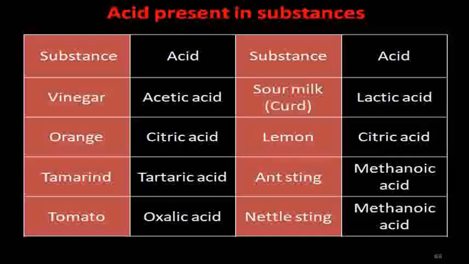Now let us see the acids present in substances. First, vinegar. The acid present in vinegar is acetic acid, in orange, citric acid, tamarind, tartaric acid, tomato, oxalic acid, curd or sour milk, lactic acid, lemon, citric acid, ant sting, methanoic acid. Nettle sting also contains methanoic acid.